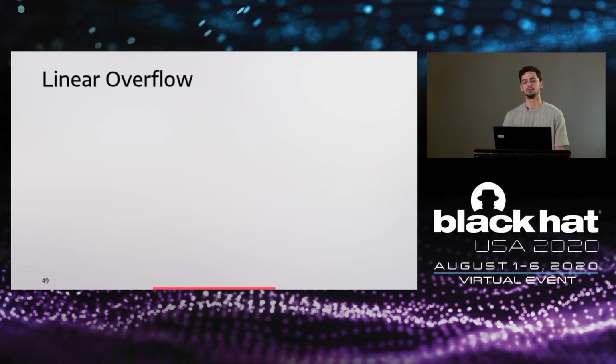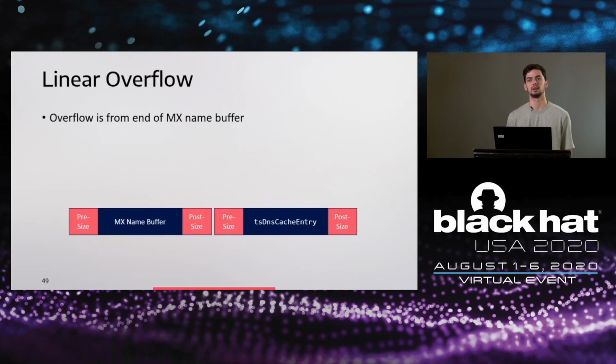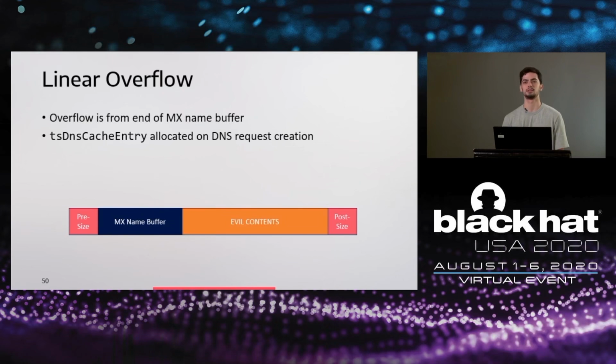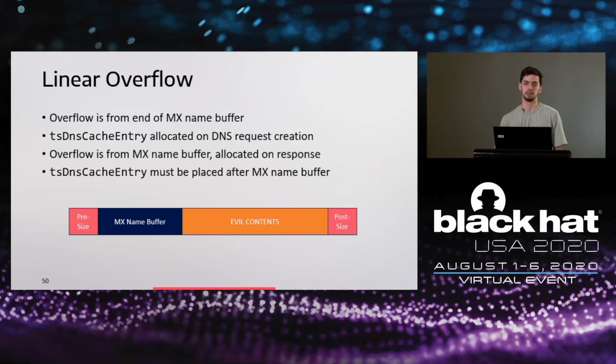Our overflow is a simple heap overflow. It's from the end of the MX name buffer with no jumps. It's a contiguous overflow. So in order to overflow the DNS cache entry, we need it to be placed linearly after us. This can prove a bit tricky since the DNS cache entry is allocated on DNS request creation, and our MX name buffer is obviously allocated on response parsing, which happens chronologically later. And we need the cache entry to be placed after our name buffer. So we need to do some shaping to make this happen.